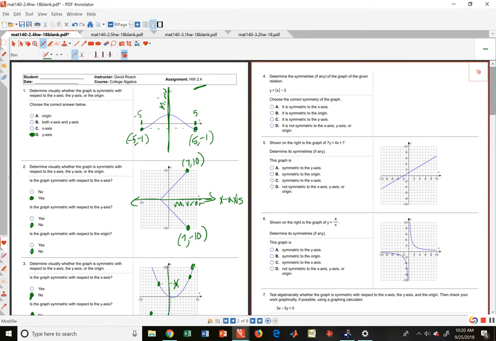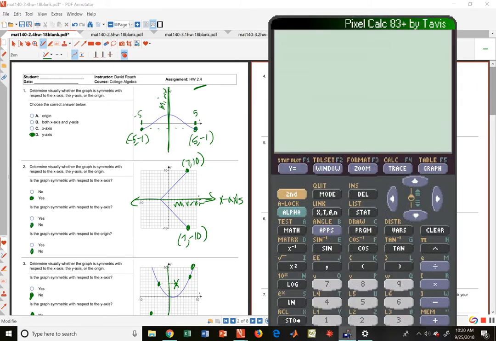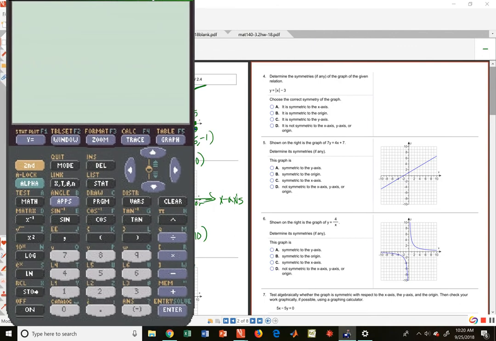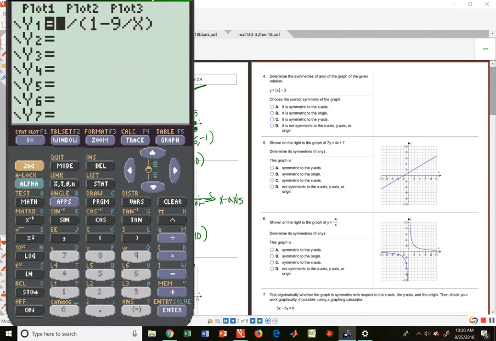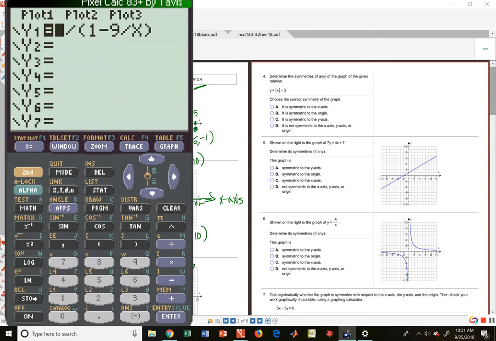So determine the symmetries of the graph given. Now this one requires getting out your calculator. So I highly recommend graphing these things. Now if you already know what the graph looks like, then it makes it a lot easier. But there is a test for symmetry, and we'll show you that. But that's just based off of the graph is what this says.